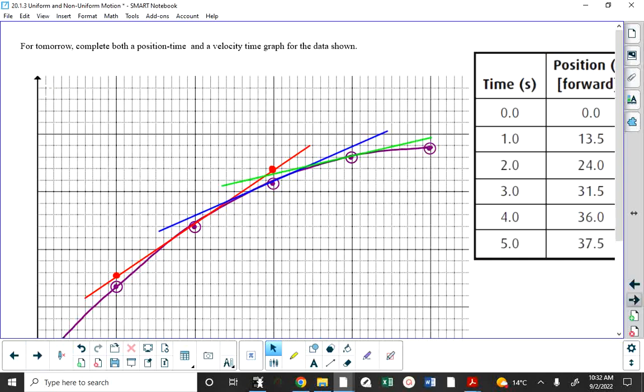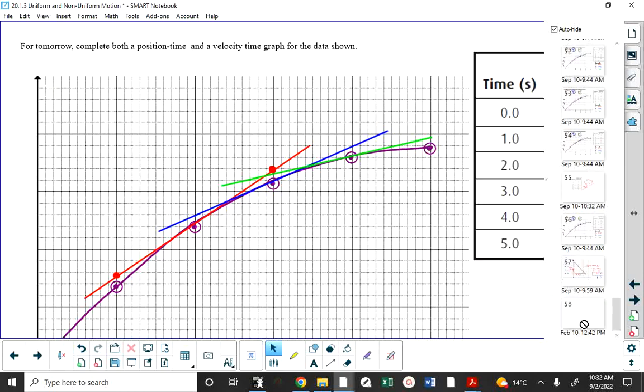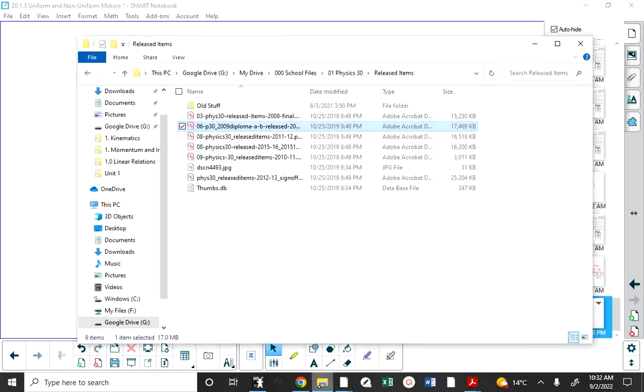Is this the data? No, I didn't think so. Come on.